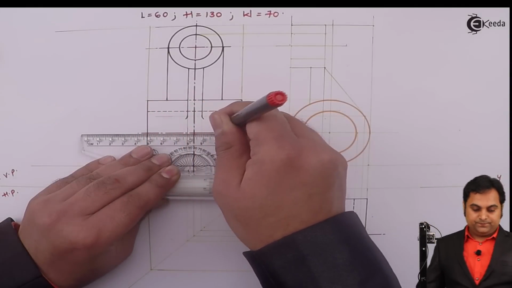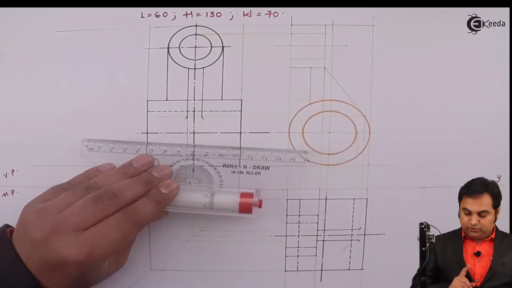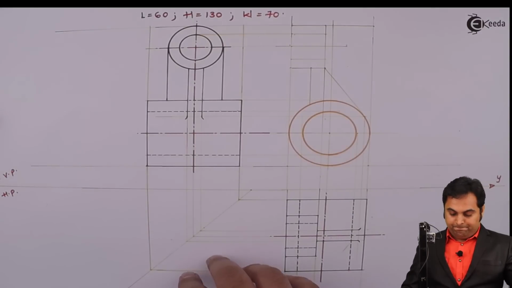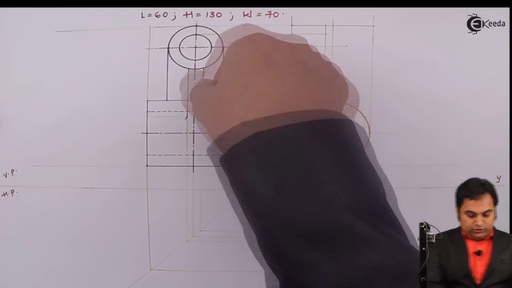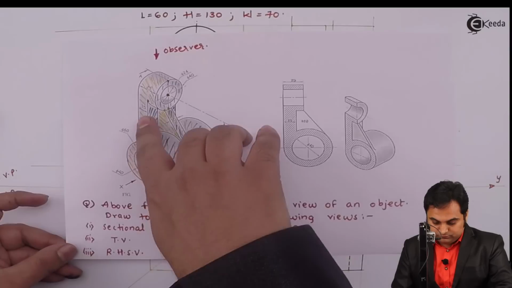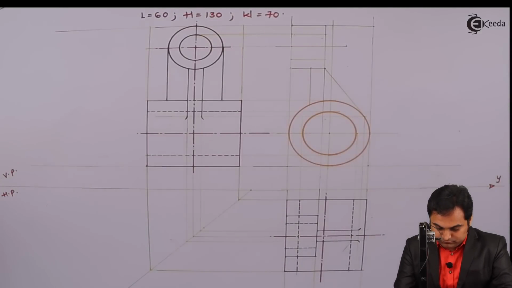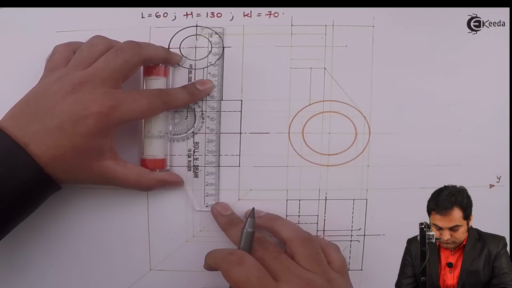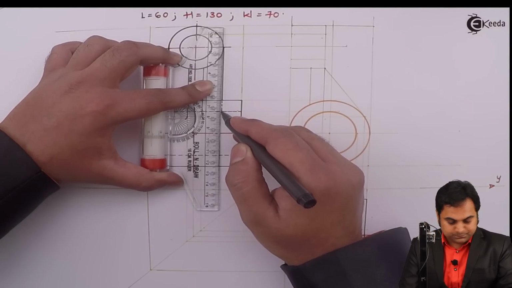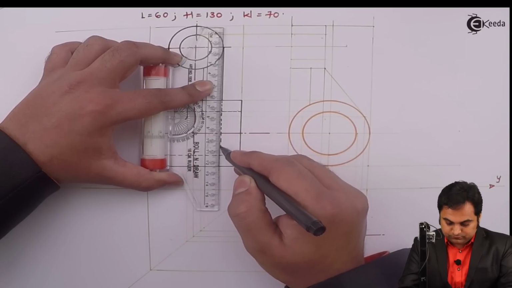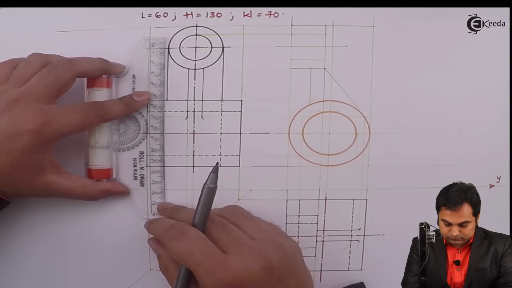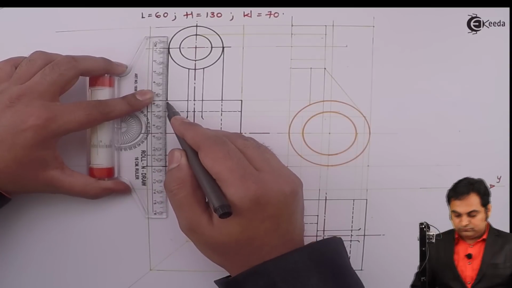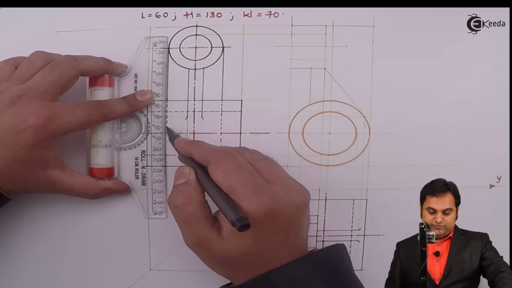So here I can say that the side view has been done, but only one thing is left. This line will be extending throughout because it is there up to the bottom. So I'll be drawing it dotted. So now here I can say that the side view has been completed.